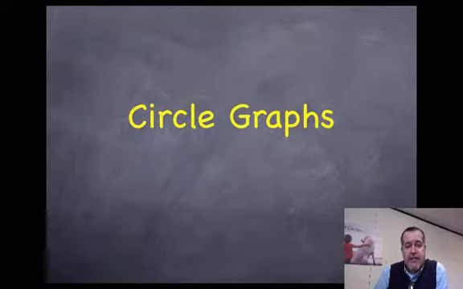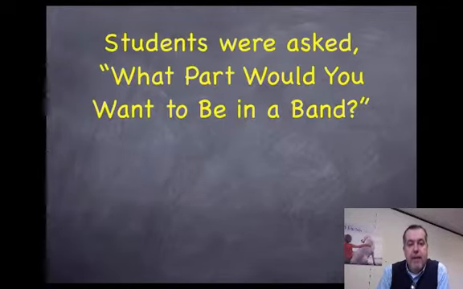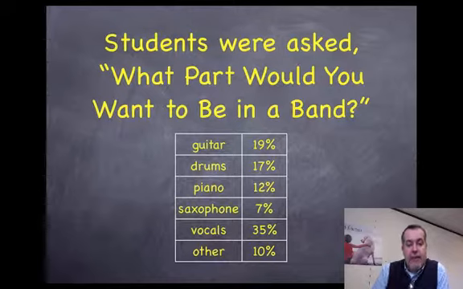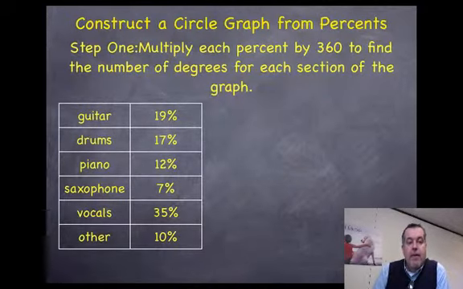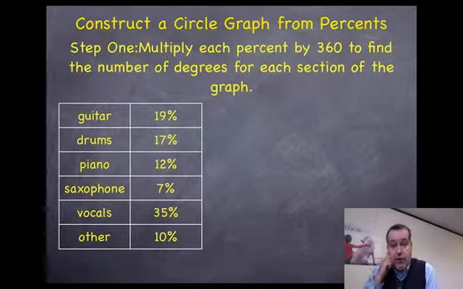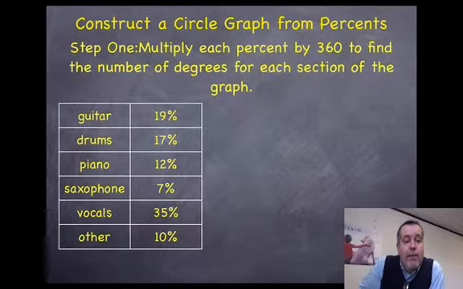Taking a look at circle graphs today. Some students were asked, what part would you want to be in a band? And our results were that 19% of students wanted to play guitar, 17% wanted to play drums, 12% wanted to play piano, 7% wanted to play saxophone, 35% wanted to do vocals, and 10% wanted to play some other instrument. So we need to construct a circle graph from the percents that we were given.